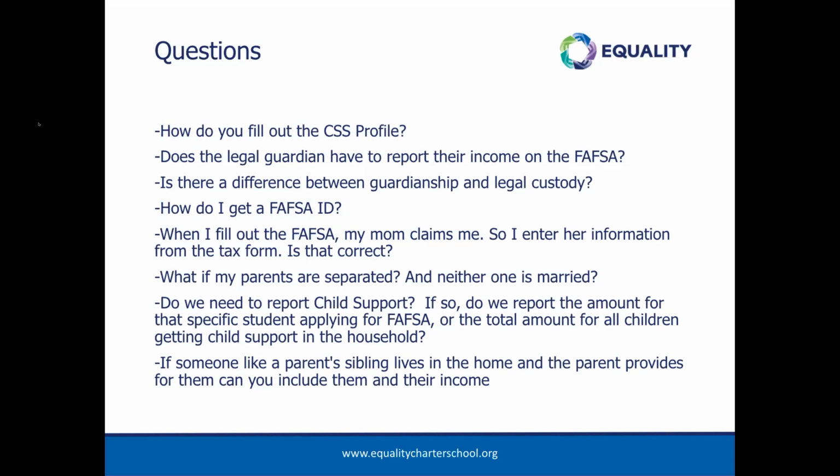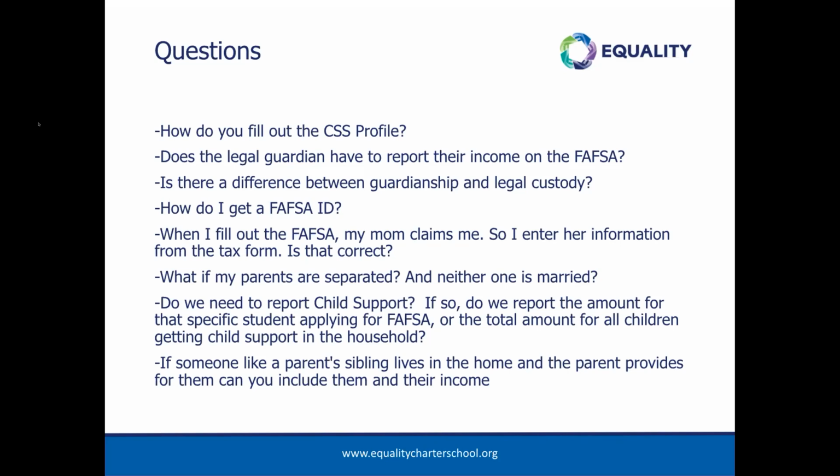Okay. So this question, maybe I found a little confusing. You guys can kind of figure it out too. But if someone, like a parent's sibling, lives in the home and the parent provides for them, can you include them and their income? So an uncle or aunt is living in the home and the parent is providing the support, and it seems like, if I'm gathering correctly, they're not working, they're not bringing anything in. If I'm correct, and Sandy will correct me if I'm wrong, they would consider them as a member of the household for household size, as long as they're providing more than 50% of the support to that person living there.